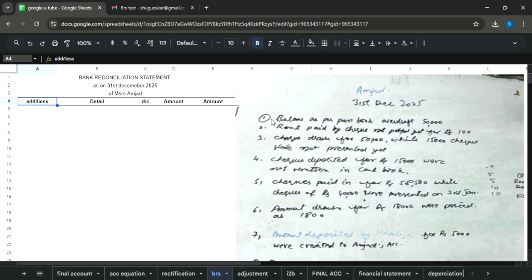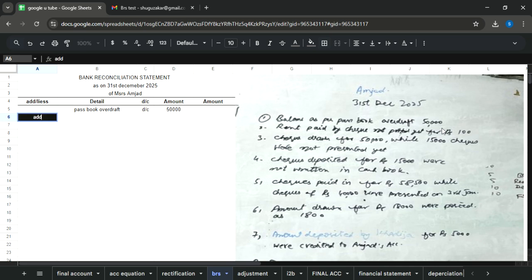Let's begin with the first entry. Balance as per passbook, overdraft. So the first step, you can write passbook overdraft is your balance. As you know, passbook balance is credit, so when it is overdraft, it would be debit. The amount mentioned over here is 50,000. The first entry has been completed.